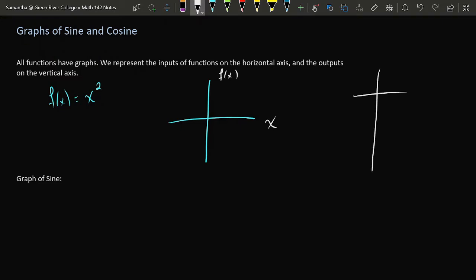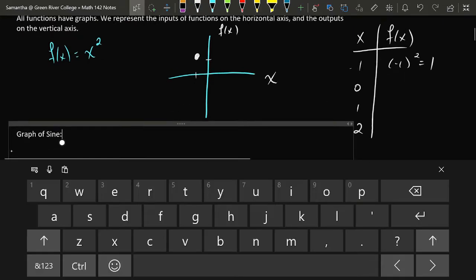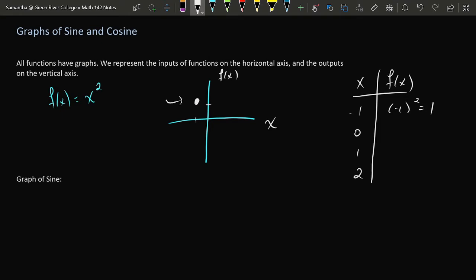So in order to construct a graph from scratch, the traditional technique is to plug in several different inputs, figure out the corresponding outputs, and then plot those points on the xy plane. If I plug in x equals -1, then -1 squared is +1. So to reflect that, I would plot the point where x is -1 and y is +1. This point indicates a relationship between an input of -1 and an output of +1.